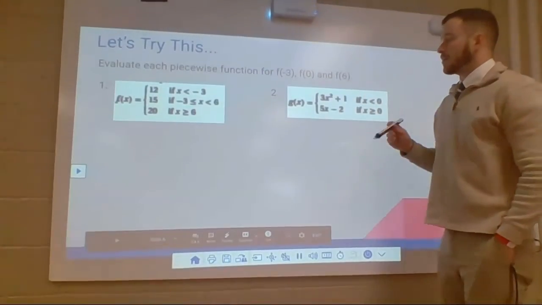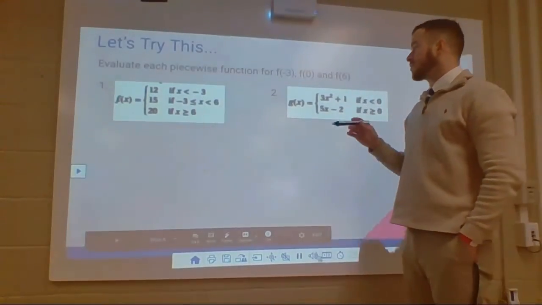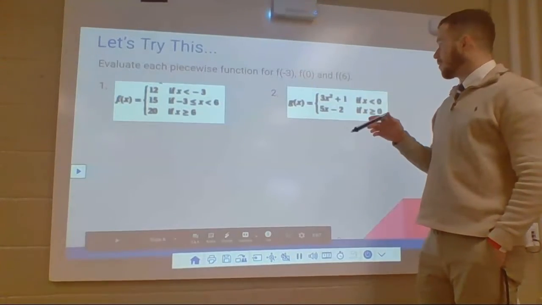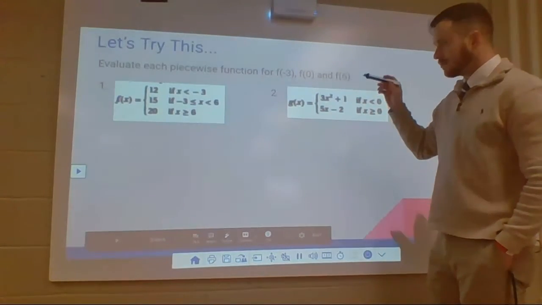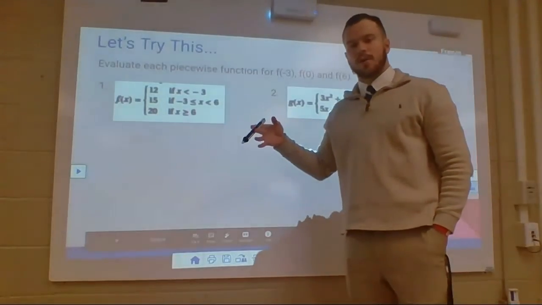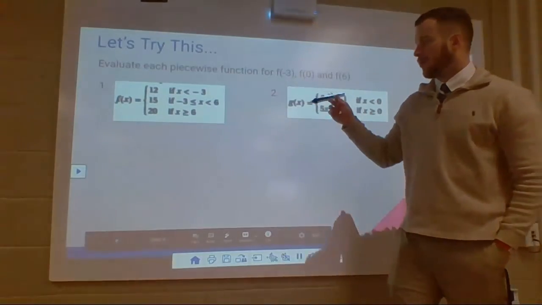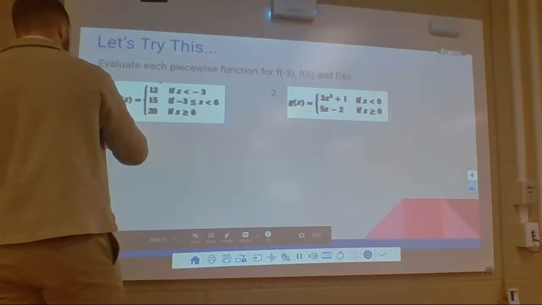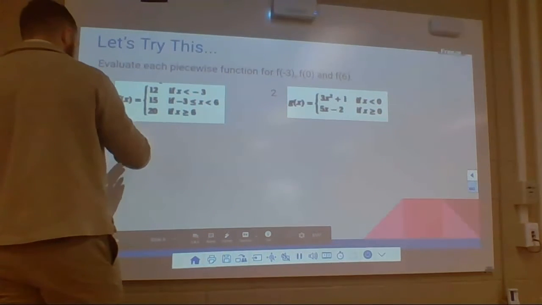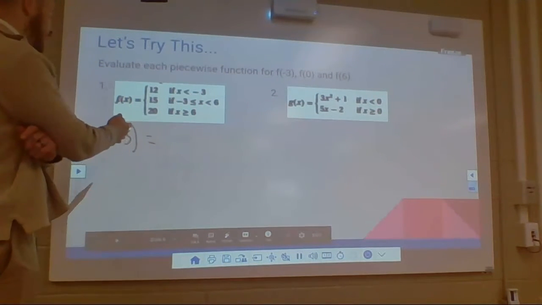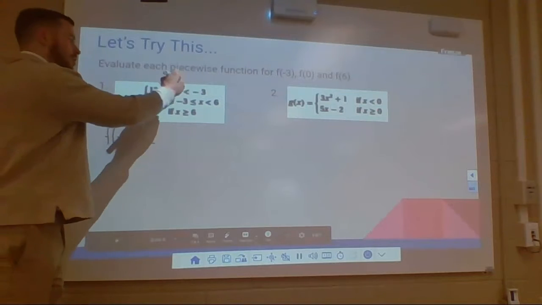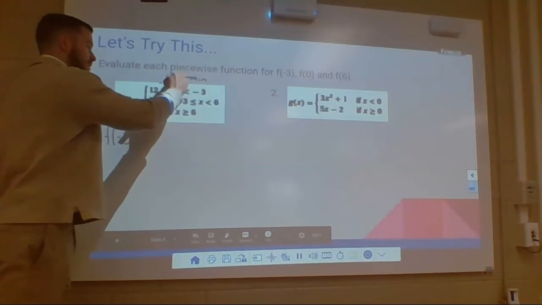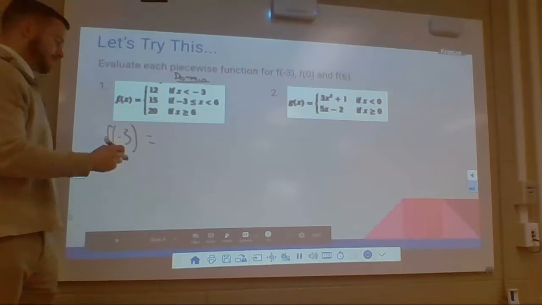So let's try these. We're going to evaluate each of these piecewise functions for f of -3, f of 0, and f of 6. Okay, so make sure you follow along closely with me, see how I evaluate these. So I'm going to start off with f of -3. So what I have to do first is look at the domain to figure out which rule I need to apply to f of -3.